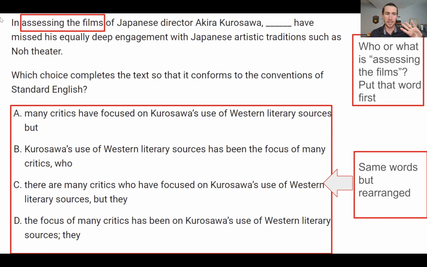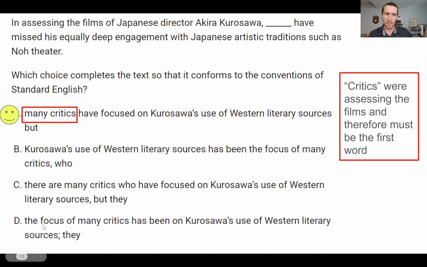Go to the four choices. Is it critics that are assessing the films? Could it be Kurosawa's use that is assessing the films? Is it there are that is assessing the films? And is it the focus that is assessing the films? The only logical choice here is the critics that would be assessing the films. That must go first. Answer choice A is correct.